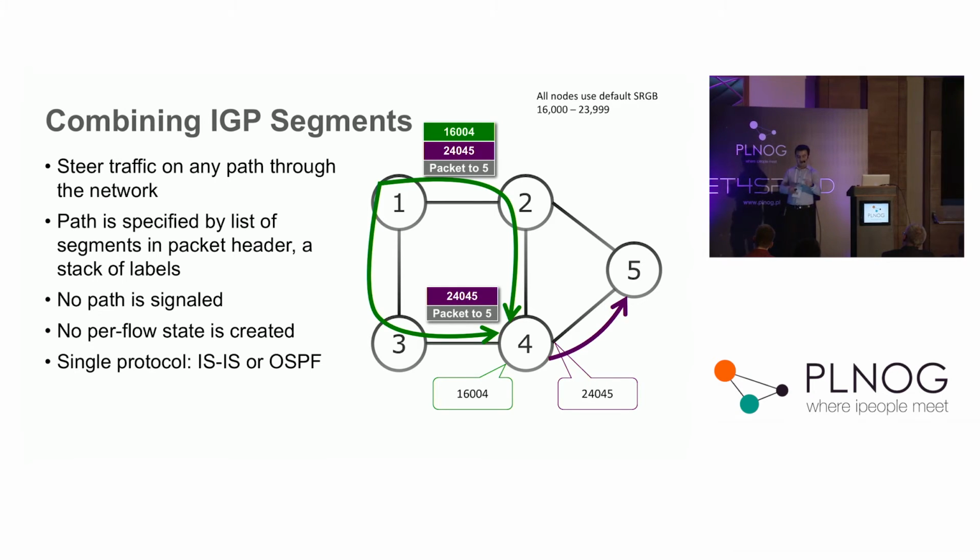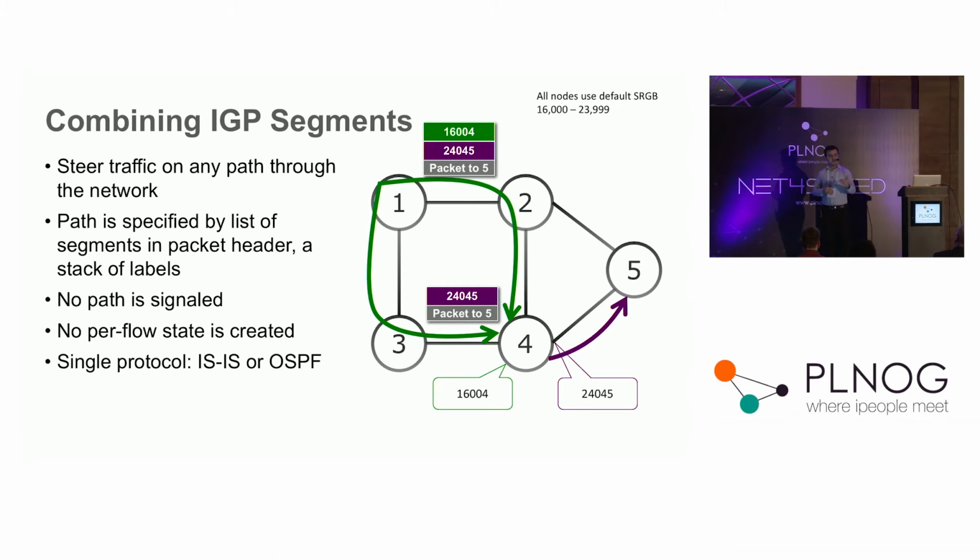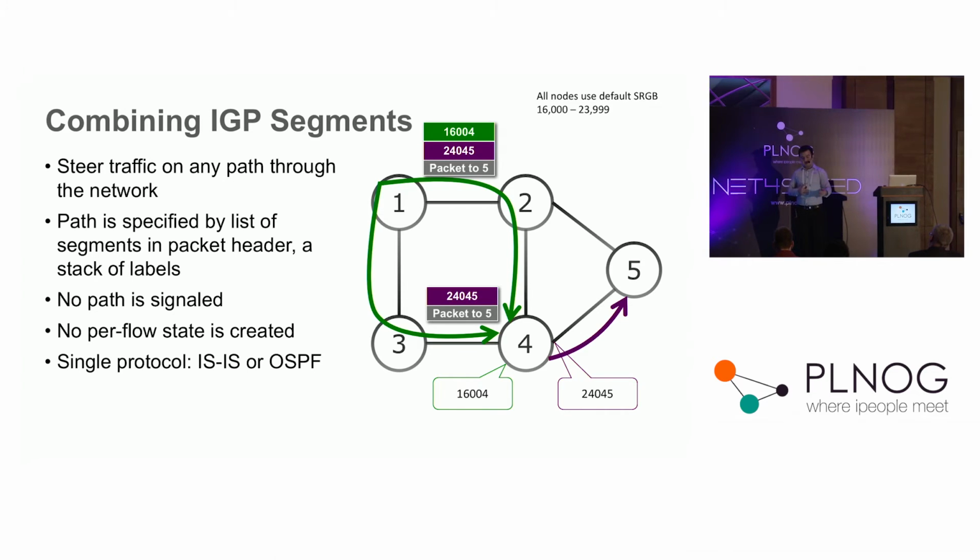Why? We will see now. And then the second label, or the second segment ID, is 16,004, which is the node segment ID of node 4, right? So what happens is we say at node 1, go first to node 4 to reach node 5. Now, reaching node 4, it doesn't matter which way you go. As long as you can reach it, just go there first, right? In this case, it will use ECMP paths, so it has 2 paths, through node 2 and through node 3.